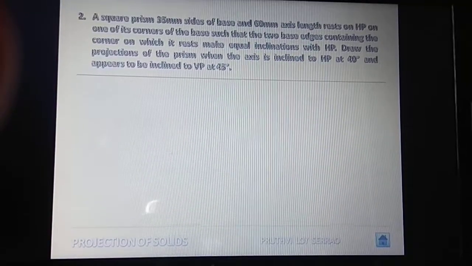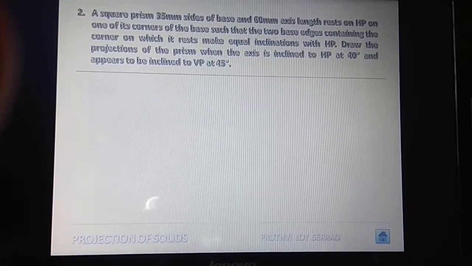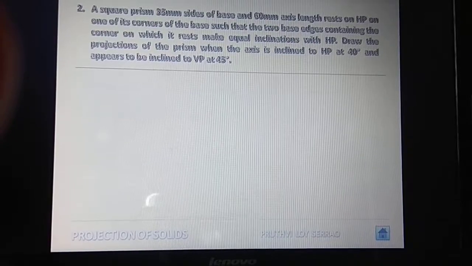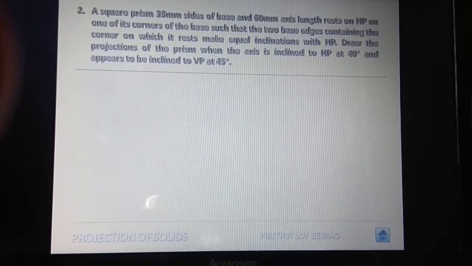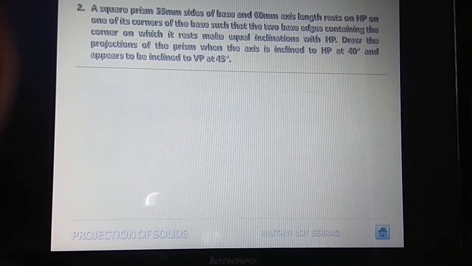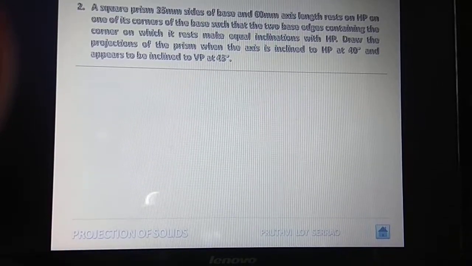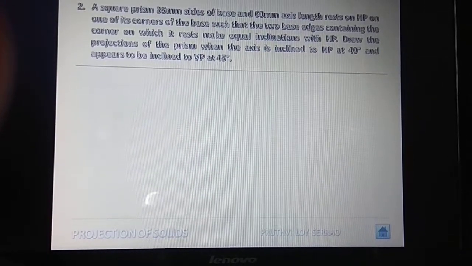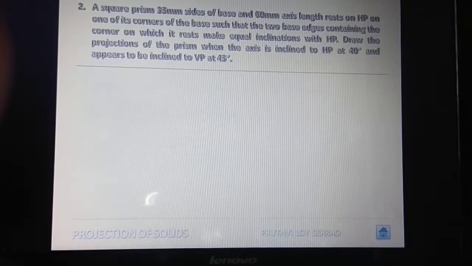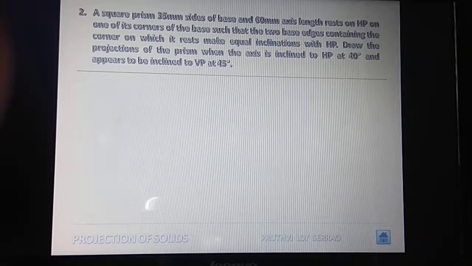In our question bank with solution, the second problem is a square prism, 35 mm sides of base and 60 mm axis length, resting on HP on one of its corners of the base such that the two base edges containing the corner on which it rests make equal inclinations with HP. Draw the projections of the prism when the axis is inclined to HP at 40 degrees and appears to be inclined to VP at 45 degrees.